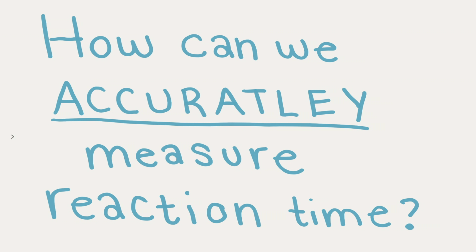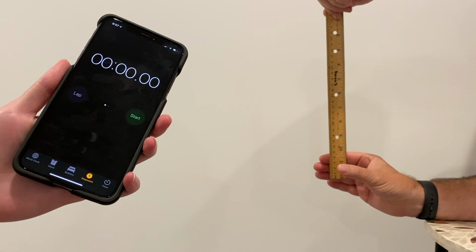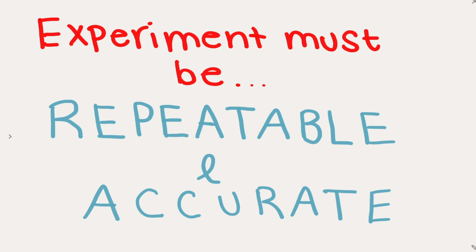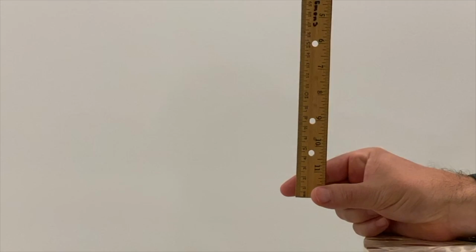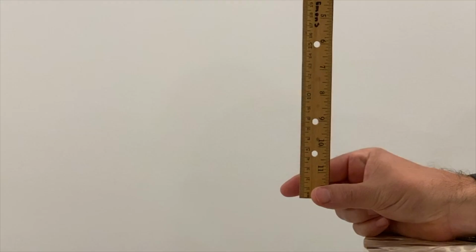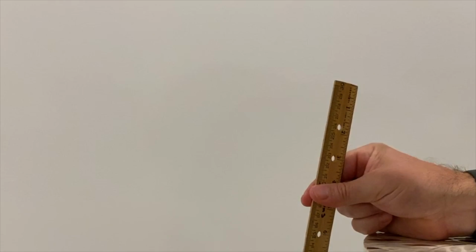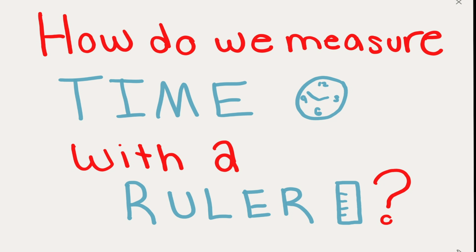How can we accurately measure reaction time? Using a stopwatch is inaccurate because the operator's reaction time can cause error in the data. So instead, we will design our experiment so that it is repeatable and accurate. To do so, we will place a ruler between the fingers of the subject. As soon as the person being tested sees the ruler falling, they will clamp their fingers together to catch the ruler. How do we measure time with a ruler?